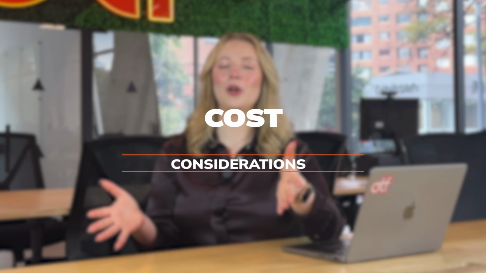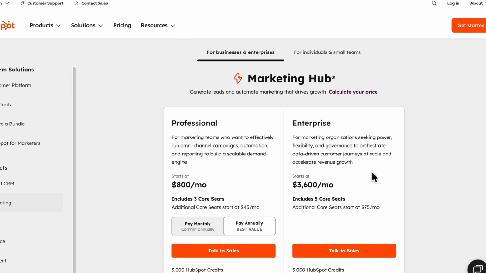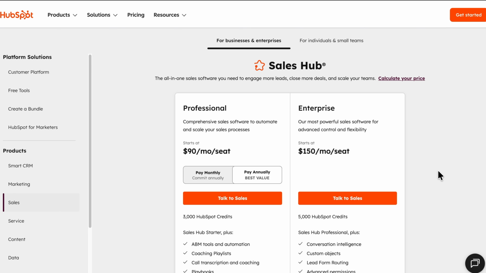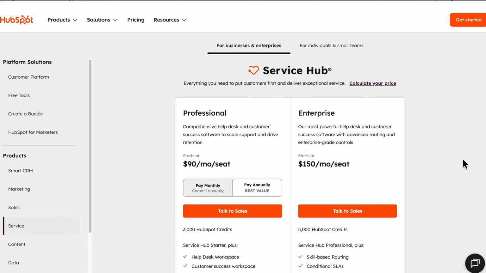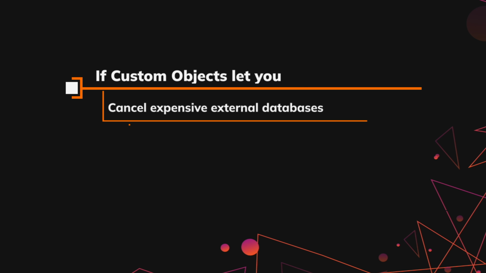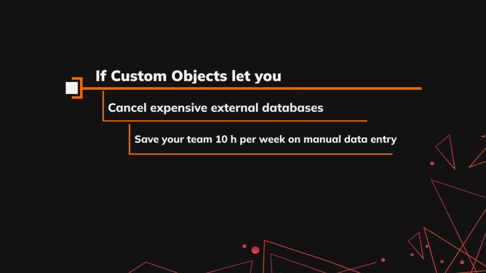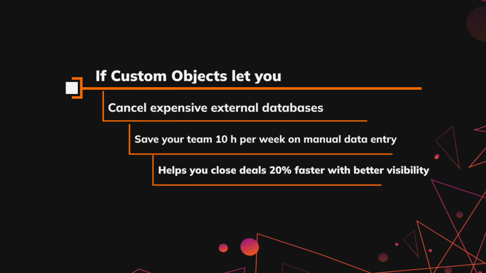Custom objects are available only to Enterprise users, which isn't cheap. Marketing Hub Enterprise starts at around $3,600 per month, and Sales or Service Hub Enterprise starts around $150 per seat per month. So the question isn't just, would this be nice? It's, will this pay for itself? For example, if custom objects let you cancel expensive external databases, save your team 10 hours per week in manual data entry, help you close deals 20% faster, and give you better visibility, then they definitely pay for themselves.